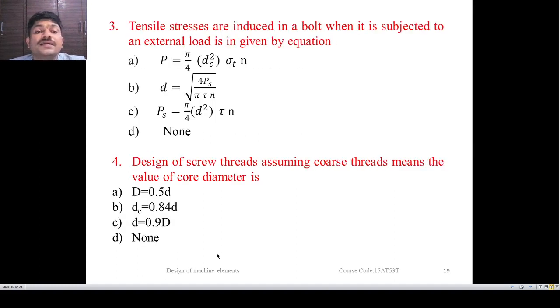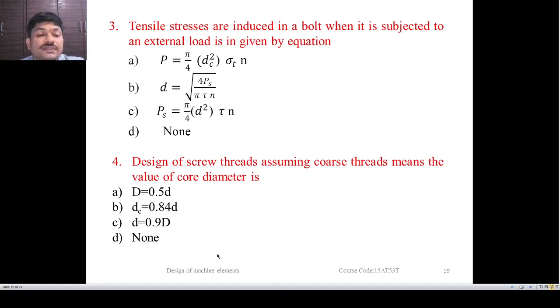Third one: tensile stresses are induced in a bolt when it is subjected to an external load, given by which equation? Option A is P equal to pi by 4 dc square into sigma t into n. Option B is d equal to square root of 4 Ps divided by pi into tau into n. Option C is Ps equal to pi by 4 d square into tau into n, and D none of the above. Recall the problems you solved on tensile stress and tensile loading. The correct answer is option A, P equal to pi by 4 dc square into sigma t into n.